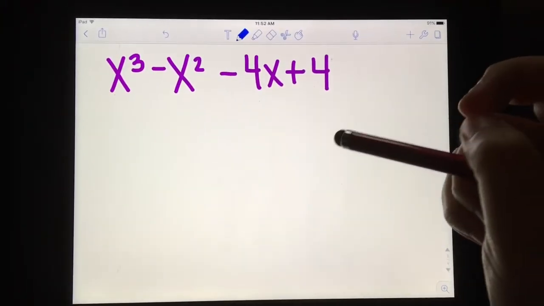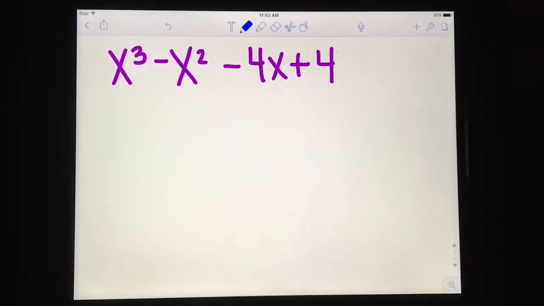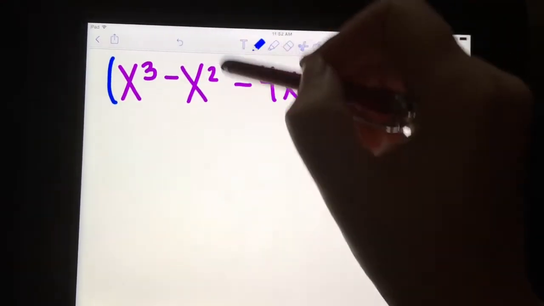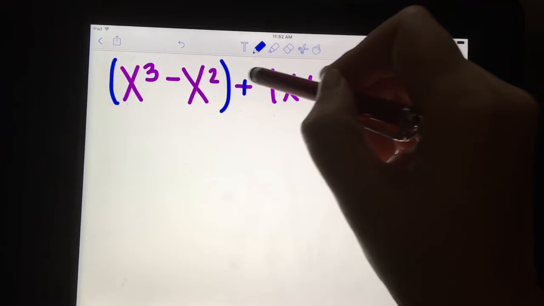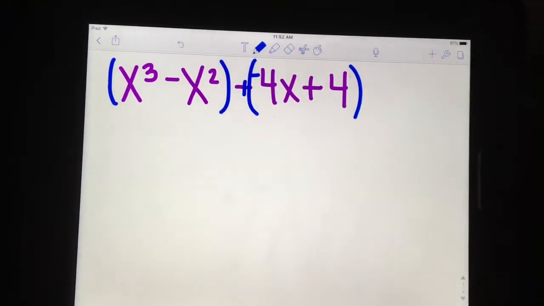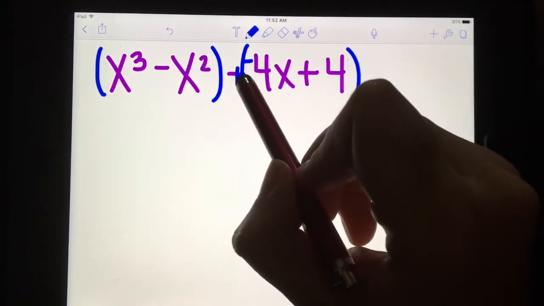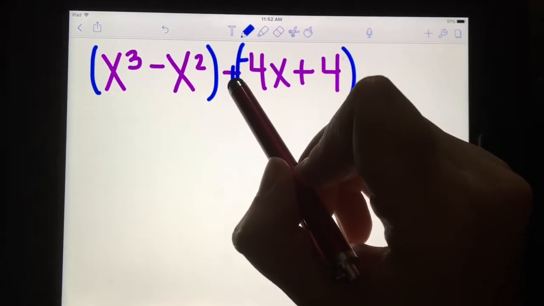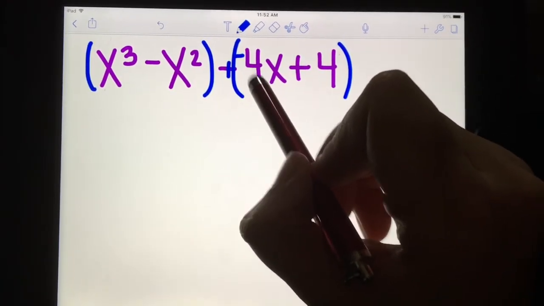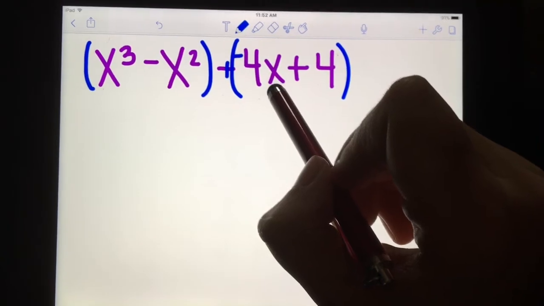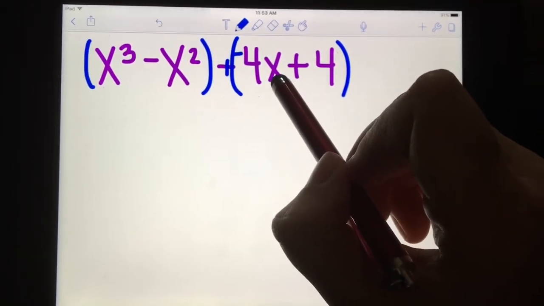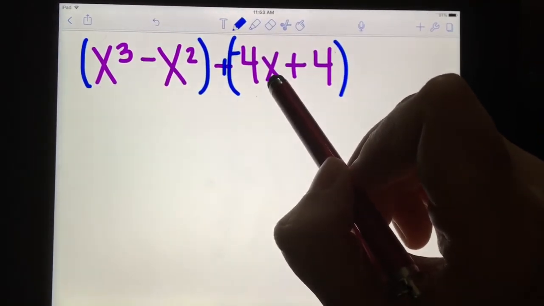All right, and one last kind of problem here. So how do you factor if you have 4 terms? Well, I'm first going to split it into 2 terms and 2 terms. Notice I took this subtraction sign right here, I changed it to a positive, and I put the negative with my 4x. This just makes it a little bit easier to keep track of that negative sign later.